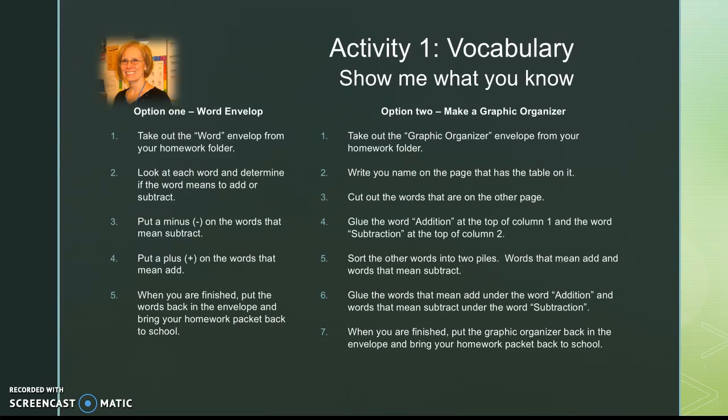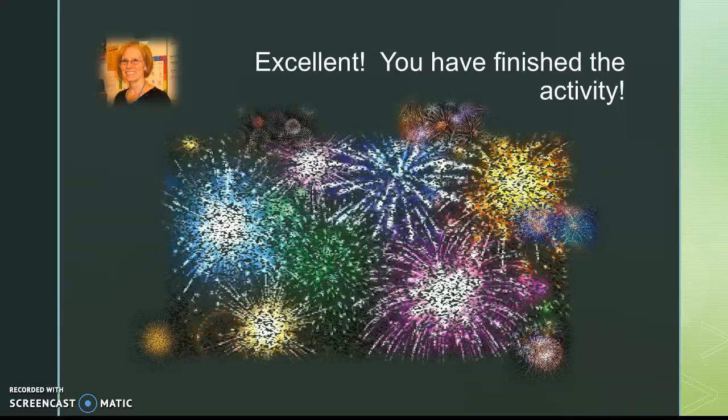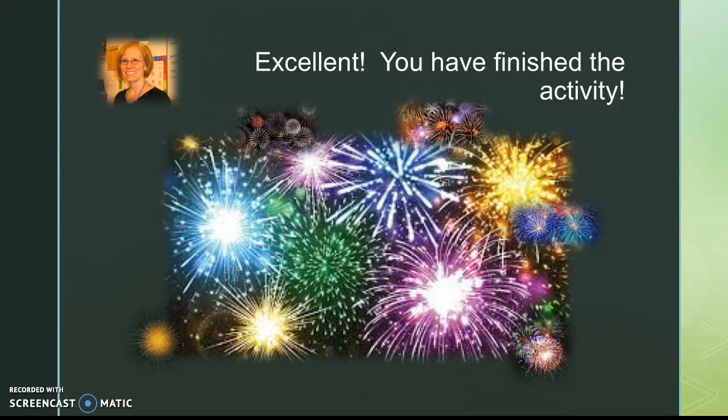Now it's time to show me what you know. You decide. You can either pick option 1 or option 2. Pause the video and complete the activity. When you are finished, start the video to complete the homework. Excellent! You have finished the activity.